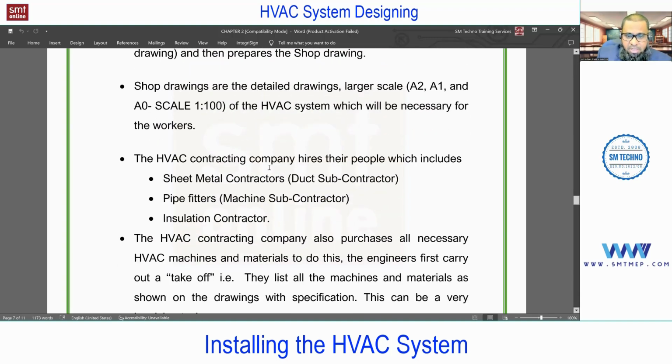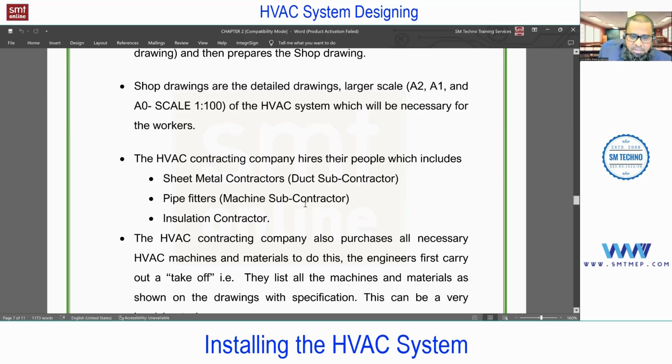Next, you see the HVAC contracting company has people which include the sheet metal contractor. Here I'm talking about subcontractors. The HVAC contractor will hire the subcontractor, or else they may have their own team of workers, depending on the case. Some contracting companies have their workers on a salary basis, so whether there is work or not, they will pay the salary. Or else some contracting companies, whenever they get the job, will contact the subcontractors. As per the job, they will pay, and after that they will not pay. They are not permanent workers for the contracting company.